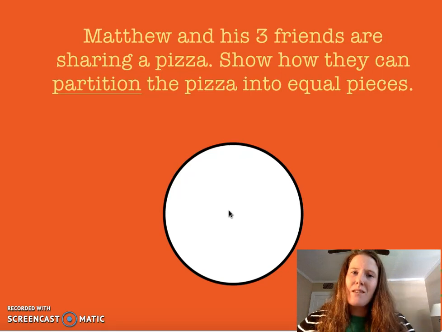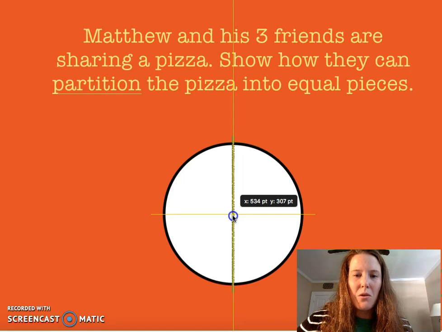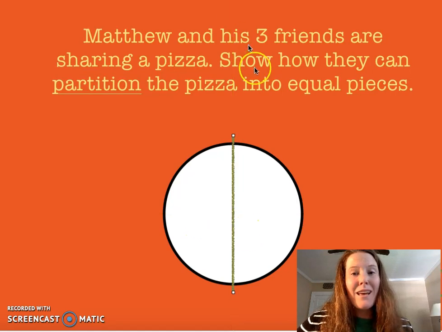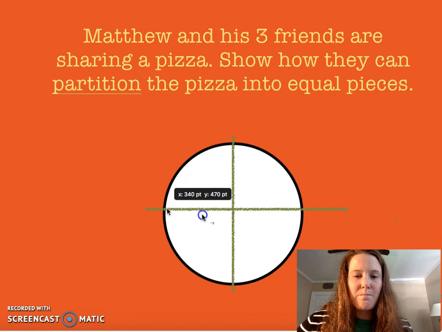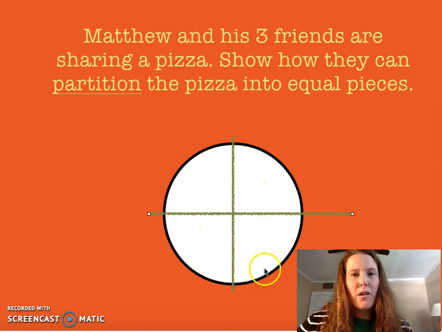Well, I remember this from before, so I think I can do this. So I'm going to partition down the middle. So I have 2 parts. That's not enough for Matthew and his 3 friends because I need 4 pieces. So I am going to partition my shape again. And now let's see if I have 4 equal pieces. 1, 2, 3, 4. I have 4 equal pieces. So now Matthew and his 3 friends can share their pizza.